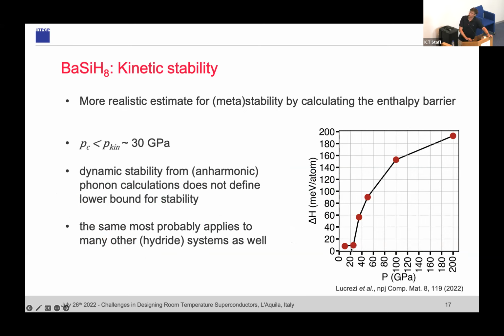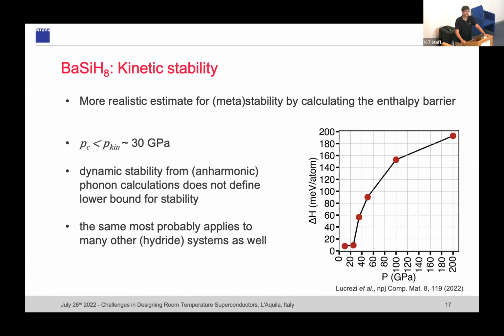And this is the point where we are quite confident that this might be the pressure where you could be able to synthesize and realize this structure and keep it stable. Again, this pressure is quite a lot higher than the one from the dynamic stability, even if you include anharmonic effects on the frozen phonon level.